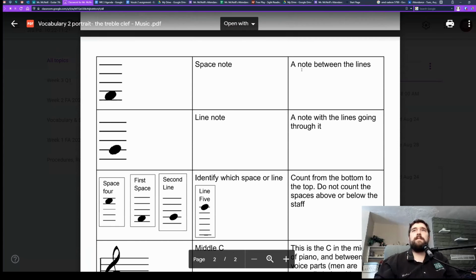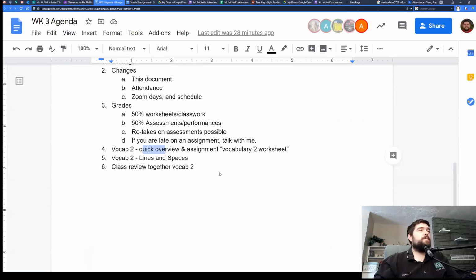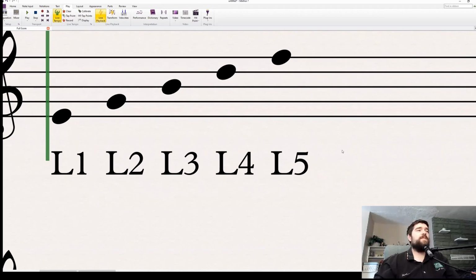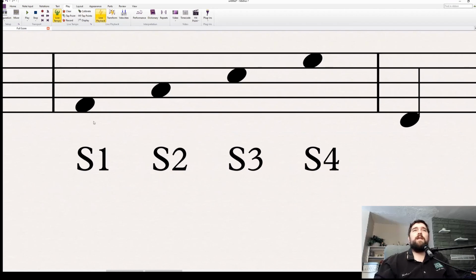A line note is a note with lines going through it. So all 5 of these are line notes. And then these are space notes. They're in between the lines. If you're reading the note and it is in between the lines, then it is a space note. Notice that this one off to the right is also a space note. Just pay attention to where the note head is.